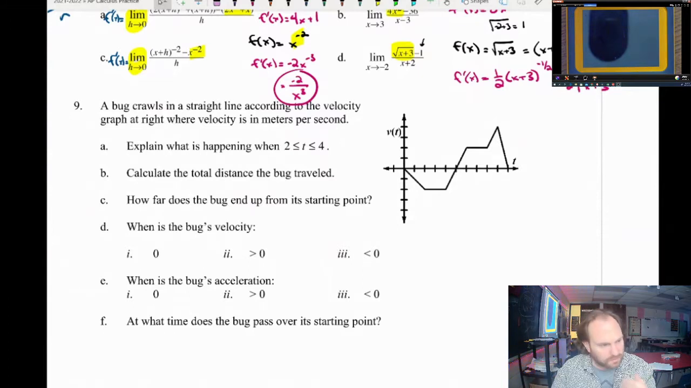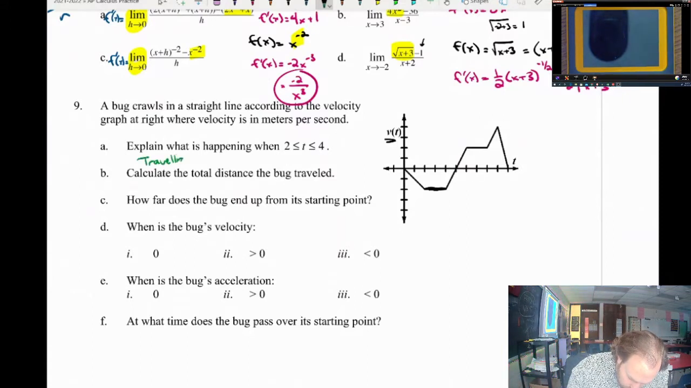That's all I ask. Question A, explain what's happening between 2 and 4 for t. Here we have a velocity graph. A bug crawls in a straight line according to the velocity graph in meters per second. So here, the velocity is constant, which means he's moving at a constant, looks like -2. So I would say on this range, he's traveling at -2 meters per second.